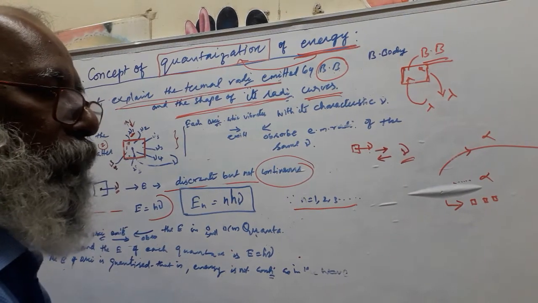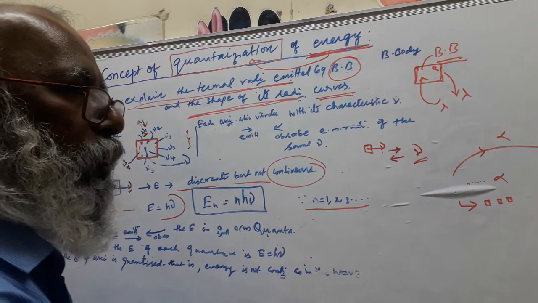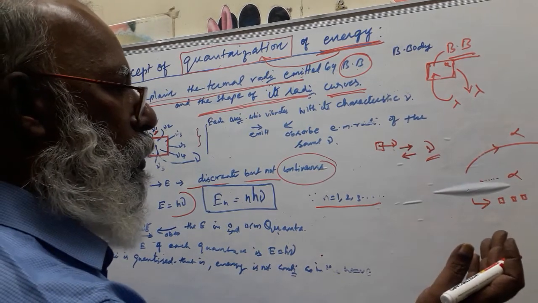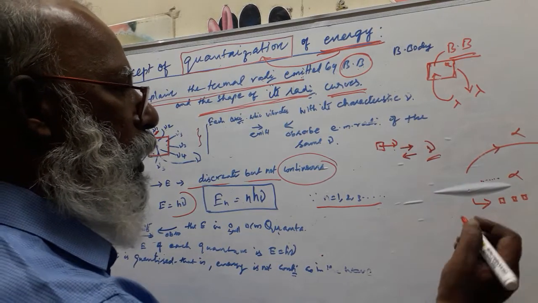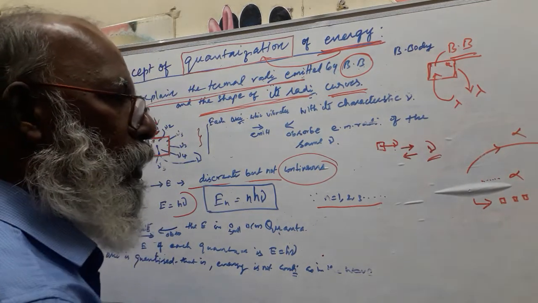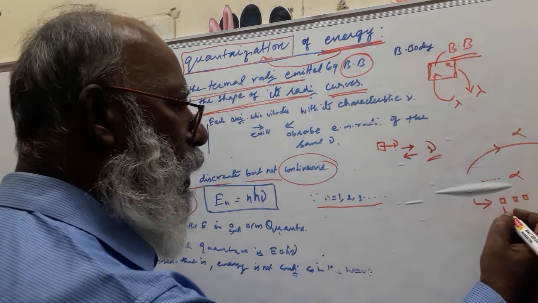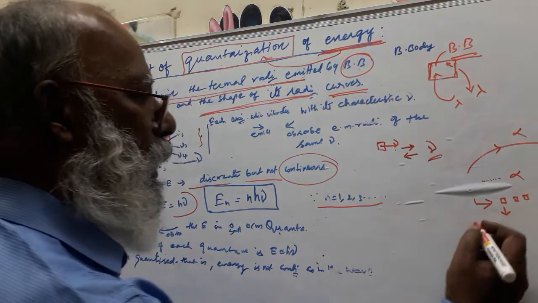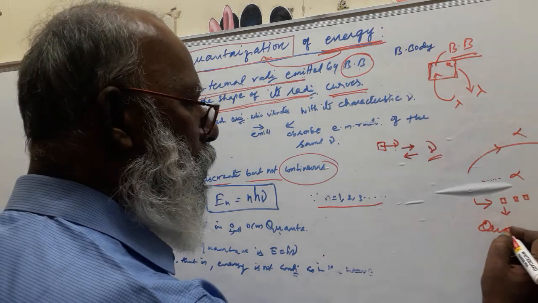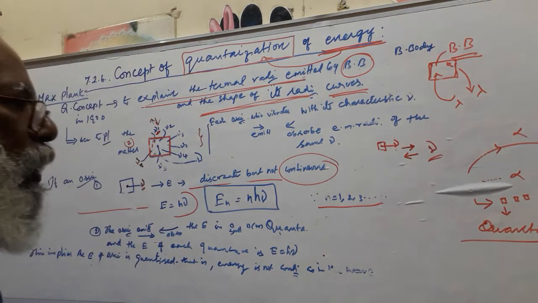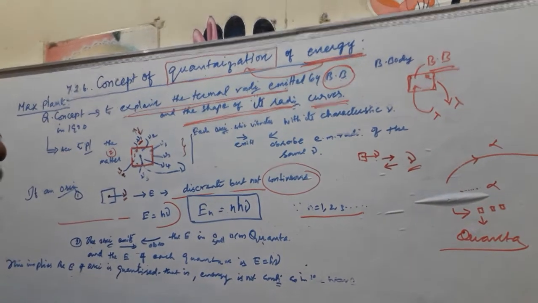You understand, each and every bundle possesses an energy, but not continuously; there is a gap. There is a gap between each and every bundle of energy, and this may be called a quanta.